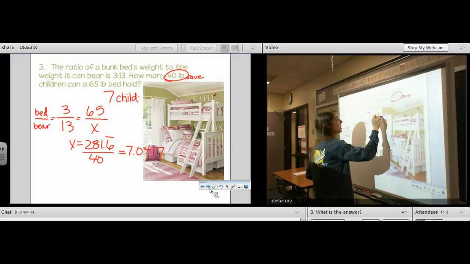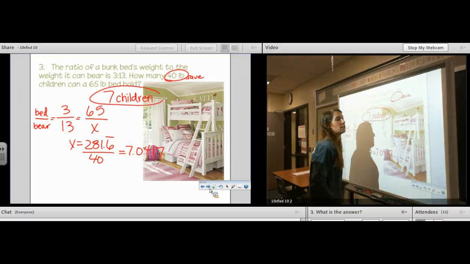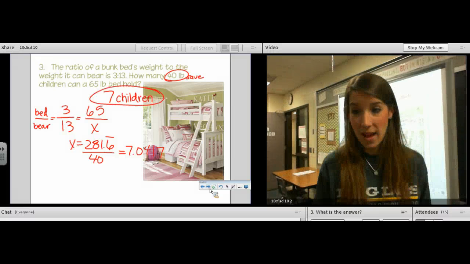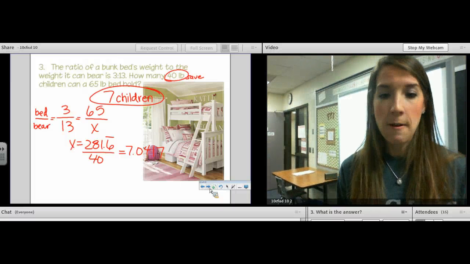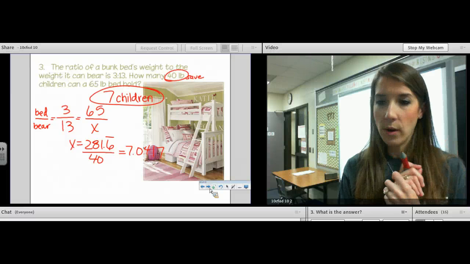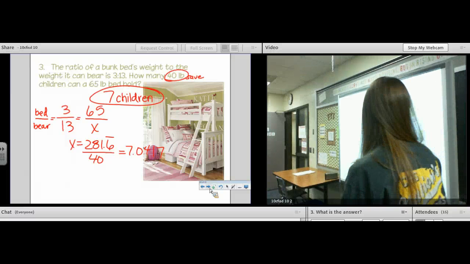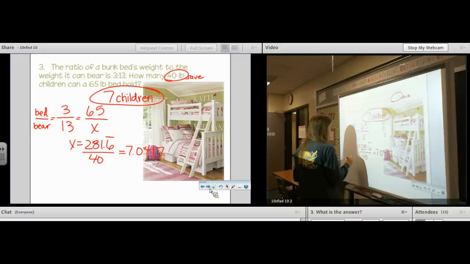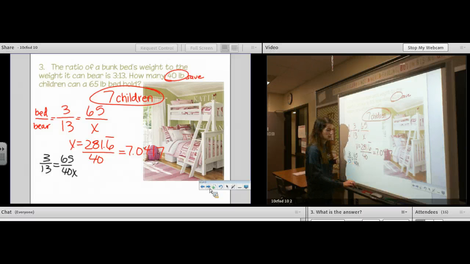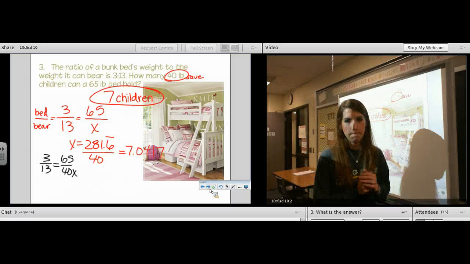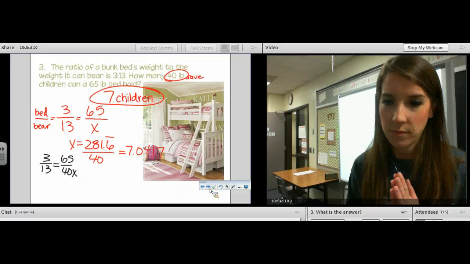And remember, we put units all the time. Your answer isn't just 7. 7 of what? With word problems, we always want to answer with units. Yes, totally, you could put 40x in the proportion. That's a great way to think about it as well: 3 is to 13 as 65 is to 40x. And that would be a great way to solve it. Very good. I like that way too. Moving on.